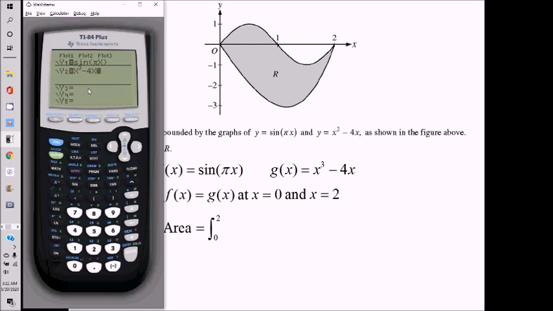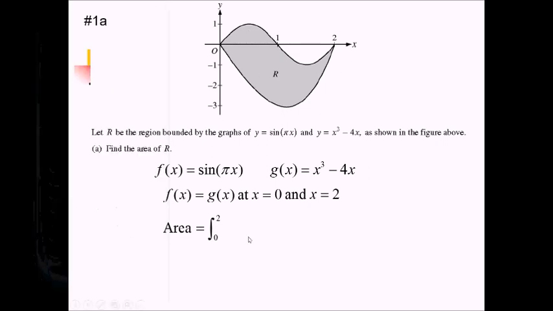Here I am in my y equals. I've entered f of x as y1 and g of x as y2. Now I'm going to go to my window and graph between 0 for my x min and 2 for my x max. That should give me the same window they have here. Let me do zoom 0, zoom fit, just to hopefully get the same picture that they gave me. There's f of x, which is the sine function, and here is our cubic polynomial. Just like I thought, the f is on top and the g function's on the bottom.